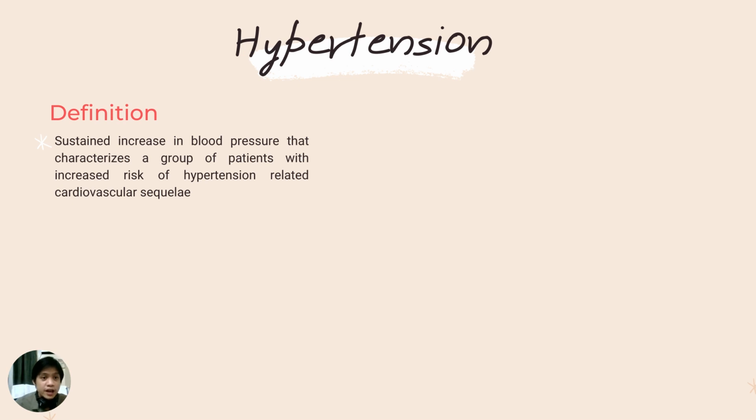So let's first define hypertension. And the best definition of that would not be actually numbers, but this idea that hypertension is the sustained increase in blood pressure that characterizes a group of patients with increased risk of hypertension-related cardiovascular sequela. Ibig sabihin niyan, yung mga taong may hypertension ay mayroong mataas na blood pressure that places them at increased risk of developing cardiovascular disease as a result of that high blood pressure.